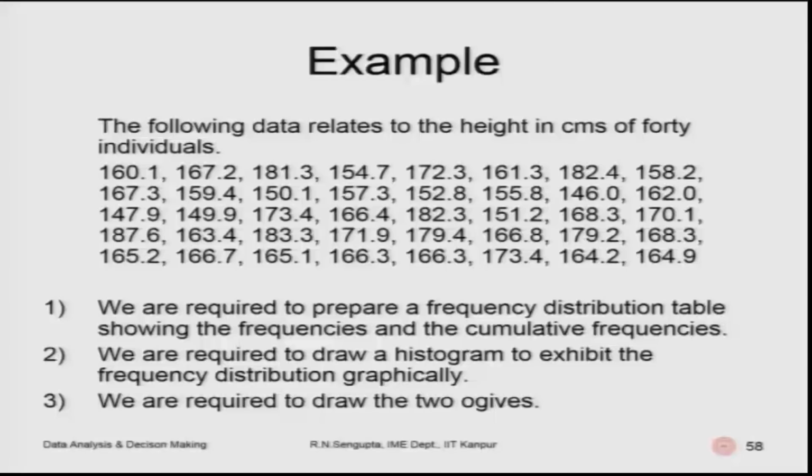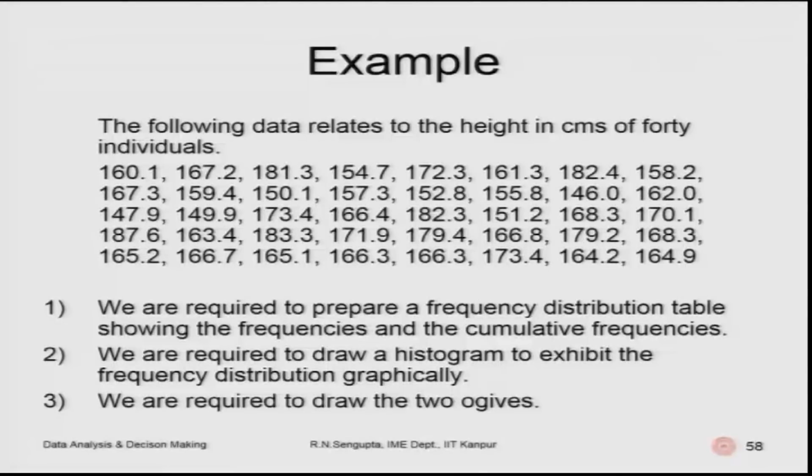The following data relates to the height in centimeters of 40 individuals. The first value is 160.1, the second one is 167.2, and so on, till the last two values, if you read along the rows, which are 164.2 and 164.9. Obviously, they are not written down in sequential order, from the minimum to the maximum or from the maximum to the minimum; they are stated as you collected the data.